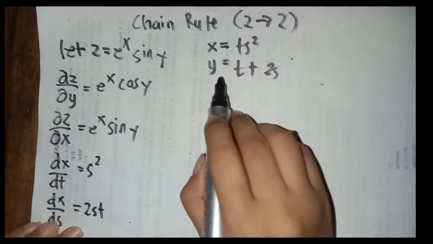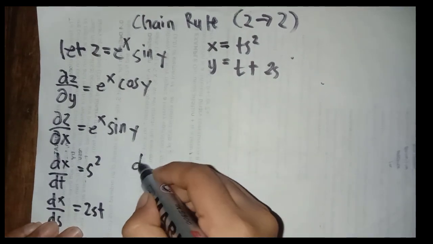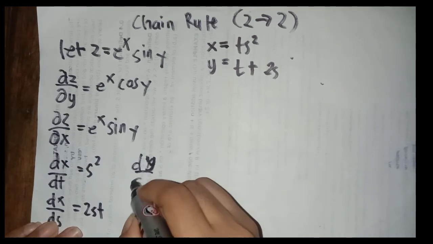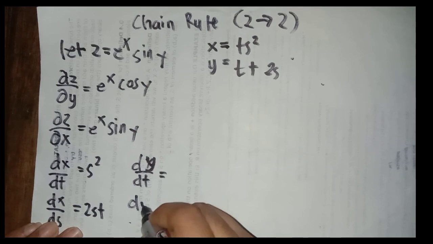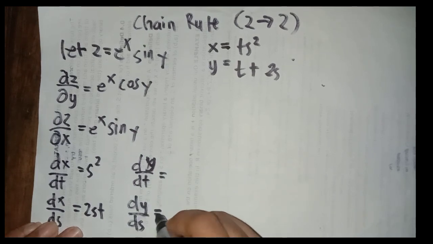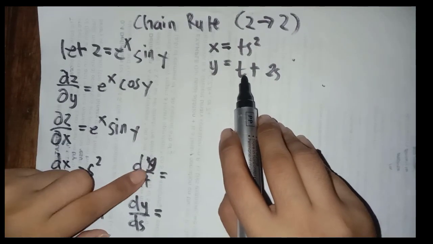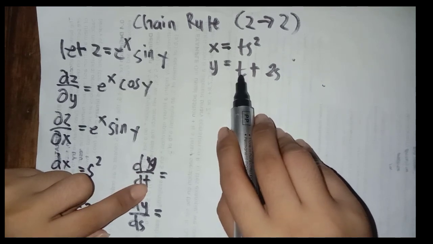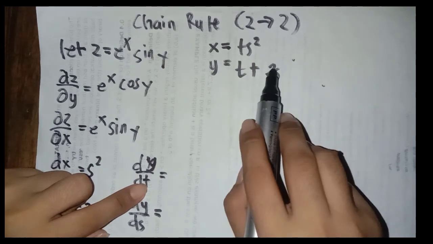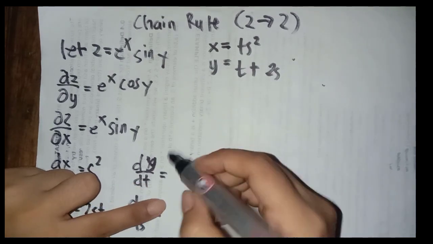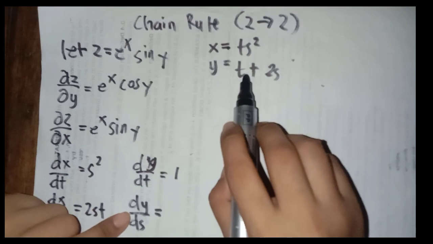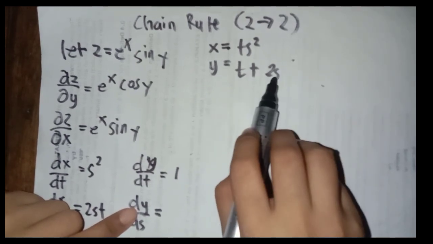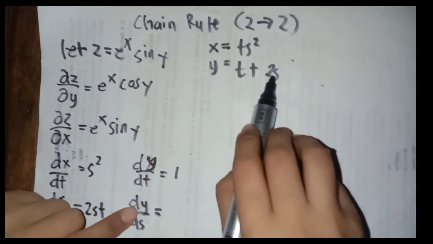Then this part we will derive also, dy with respect to t, then dy with respect to s. So if we derive this part with respect to t, we derive the t, we'll get 1, and then this part will be 0. So 1. And then if we derive dy with respect to s, we will get 0 for this, and then we will derive this, we will get 2.